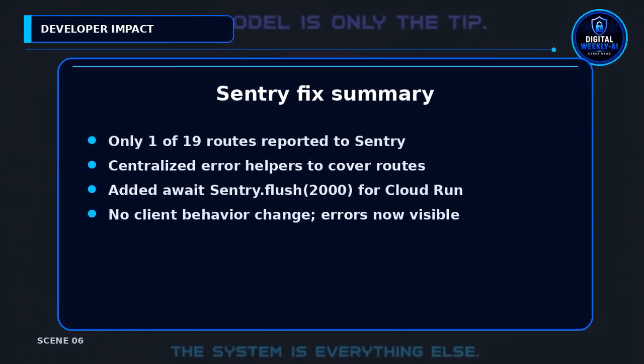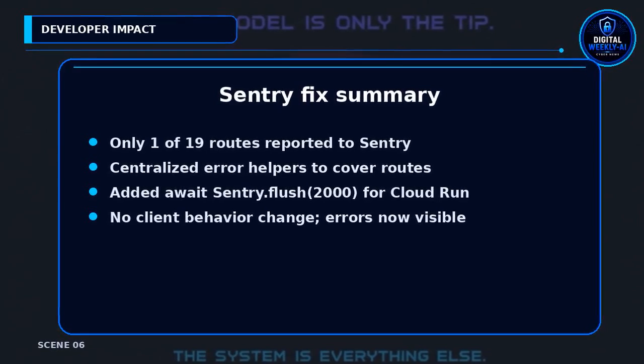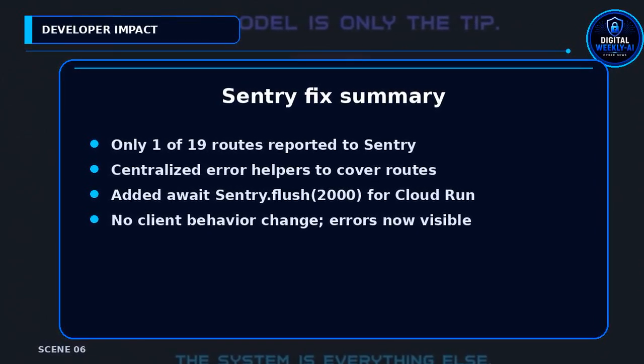A production app showed 0 Sentry errors for months. Only 1 out of 19 routes called Sentry.captureException. Other routes logged to console and returned clean errors. Fix: centralize reporting in shared helpers and call await Sentry.flush(2000) before responding on Cloud Run. This surfaces errors without changing client behavior.